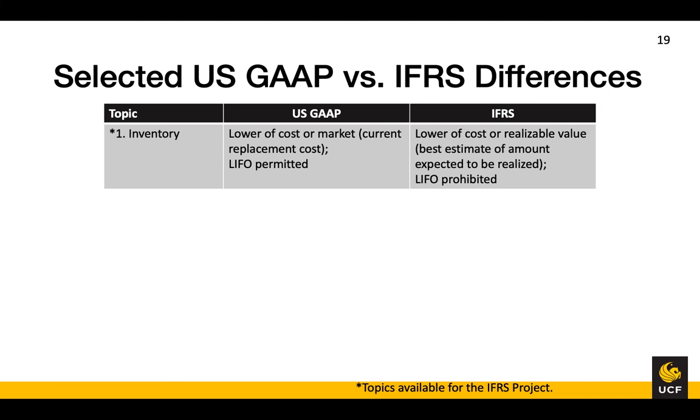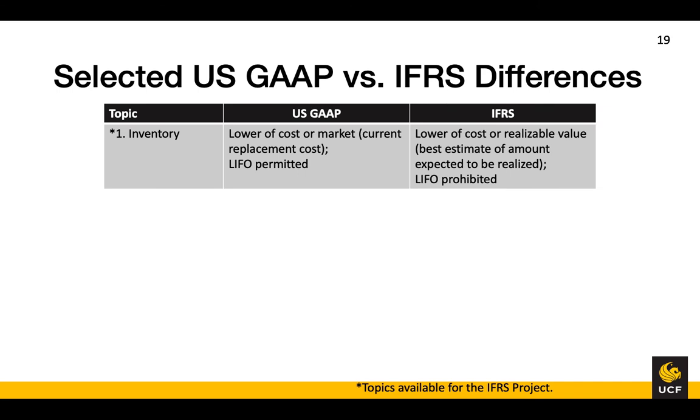In addition to component depreciation, there are several significant recognition differences between IFRS and US GAAP that remain. Please pay special attention to the items with a star by them, as these are accounting topics that can be selected for the IFRS project. For inventory, US GAAP requires recognition at the lower of cost or market, where market value is defined as the current replacement cost. IFRS is slightly different in requiring recognition at the lower of cost or realizable value. The most significant difference regarding inventory, however, is that IFRS prohibits the use of the LIFO cost assumption.